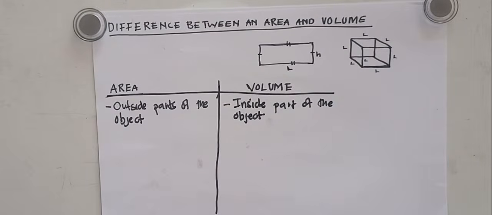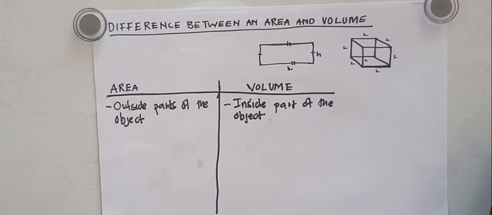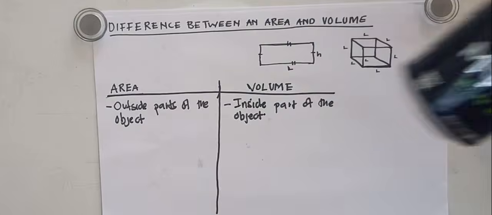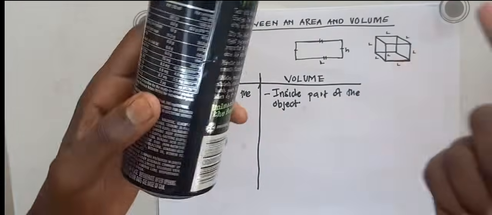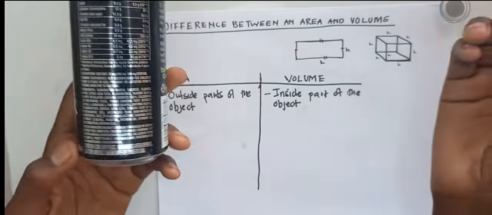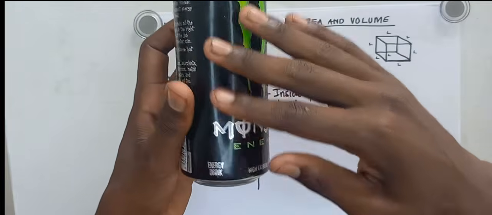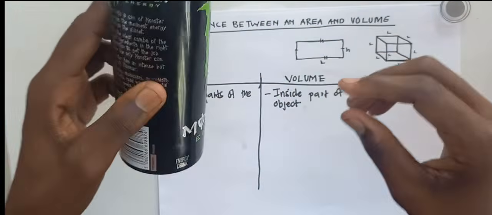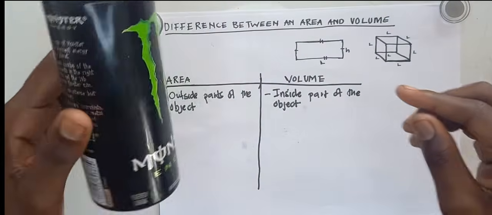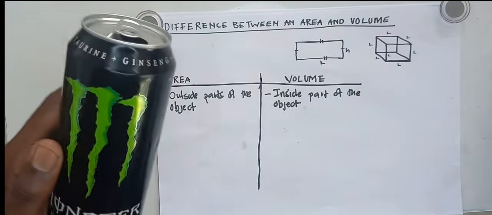What do I mean when I say areas, we talk about the outside part? Let me just use this as an example. Don't focus on the can, focus on the example I'm going to use. So an area of an object, guys, is the outside parts of an object. Meanwhile, when we talk about a volume, we talk about the inside part. What do I mean when I say inside part?